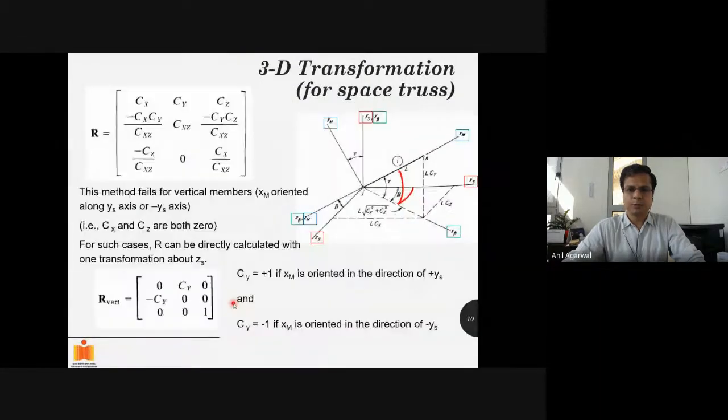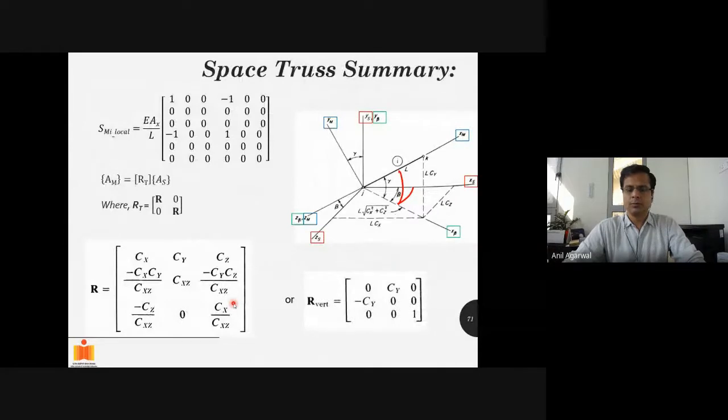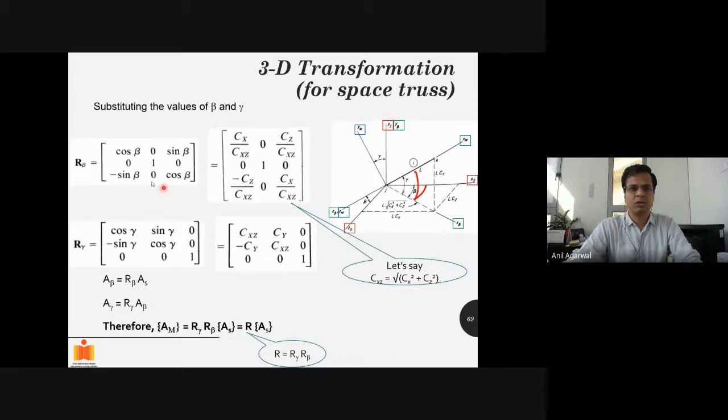I'll move forward now. This was the space truss formulation. This was the stiffness matrix. This was the transformation matrix R. But we also discussed the possibility when the member was vertical. We could have still gone ahead with these formulations of cos beta, sin gamma, cos gamma, and so on. But we don't like to use these betas and gammas because they are cumbersome. So we write these transformation matrices in CXZ format because we have the coordinates already, so it is much easier to use these.